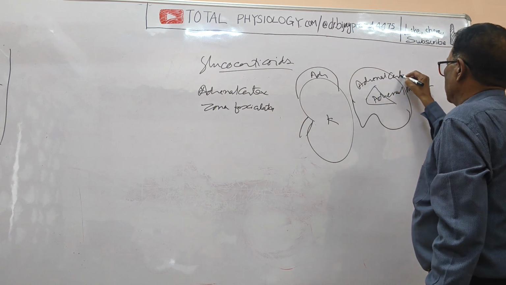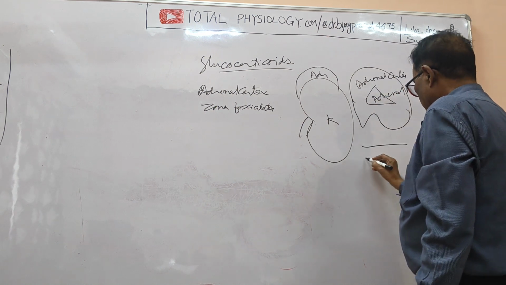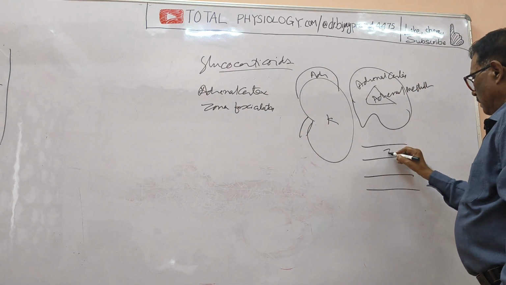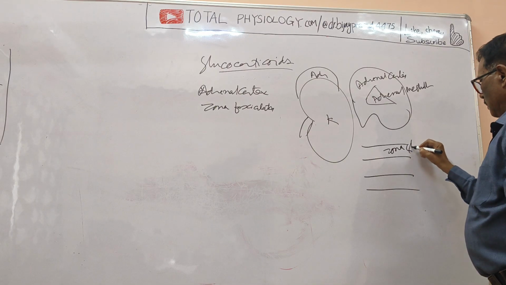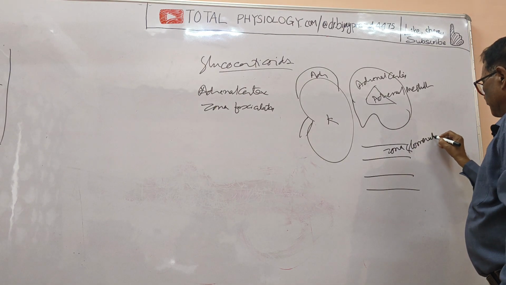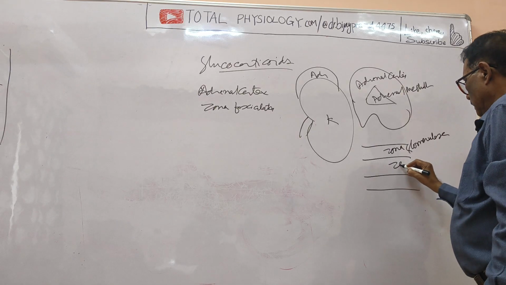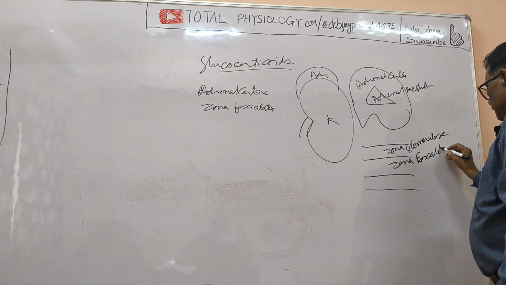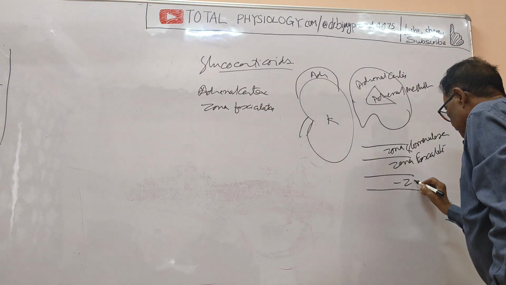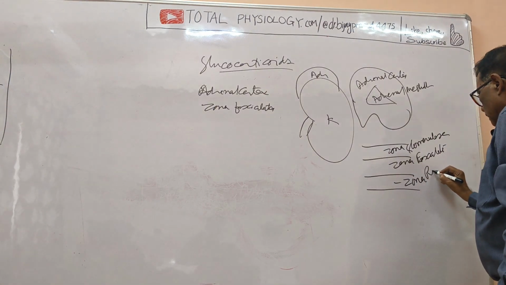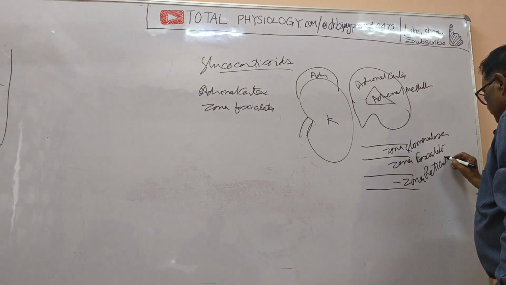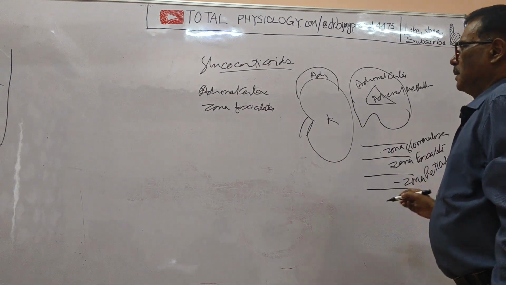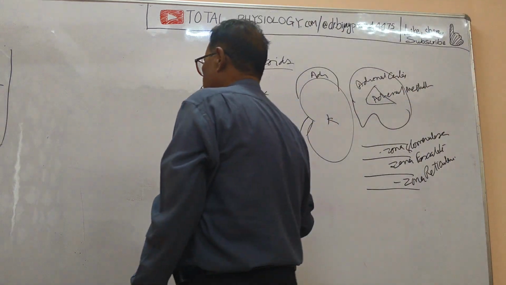Now, the adrenal cortex is divided into three zones from outside to inside: zona glomerulosa, zona fasciculata, and zona reticularis. You know that this layer secretes glucocorticoids.